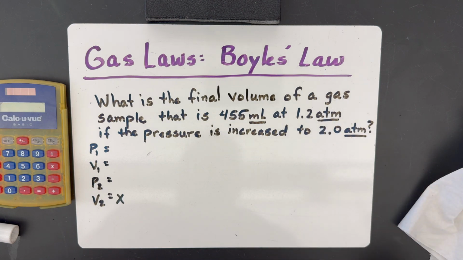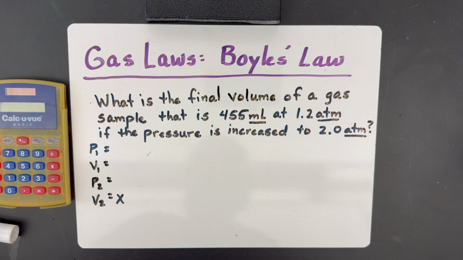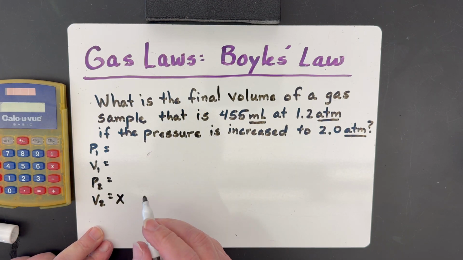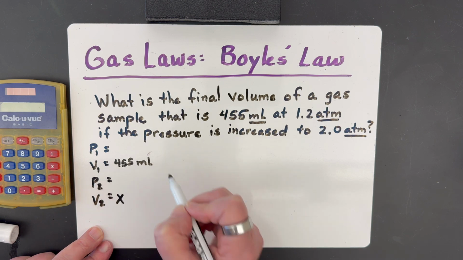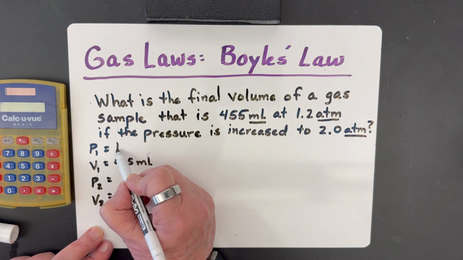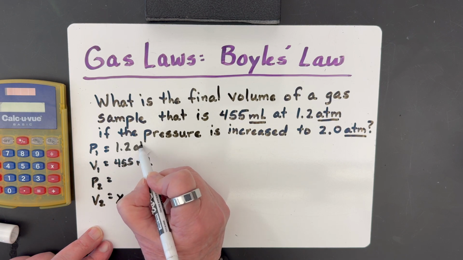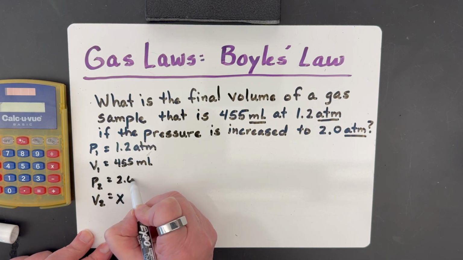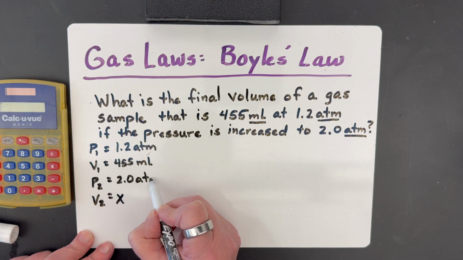It doesn't matter what the gas is. It could be carbon dioxide. It could be hydrogen, nitrogen, any number of gases. All gases work the same way. So that's the beauty of the gas laws, is that you don't have to actually know what the particular gas is, or there could even be a mixture of gases. So it says that the volume is 455 milliliters, so that's V1, at 1.2 atmospheres, that's our P1, if the pressure is increased to 2.0 atmospheres, so that's our P2, because that's our final pressure.